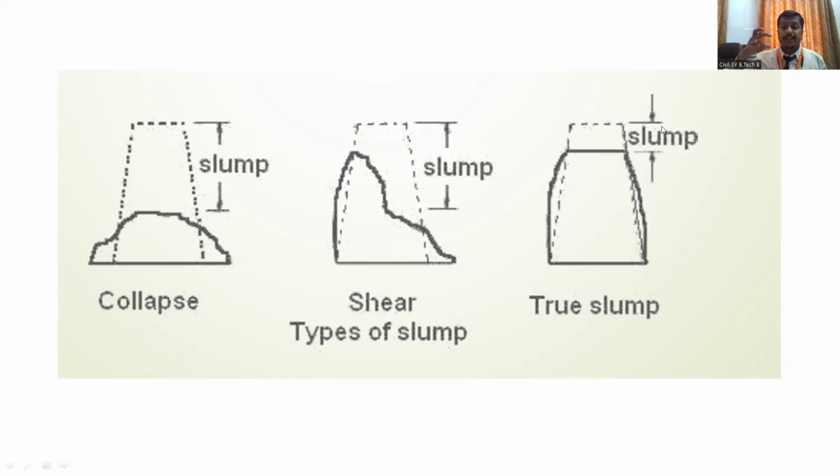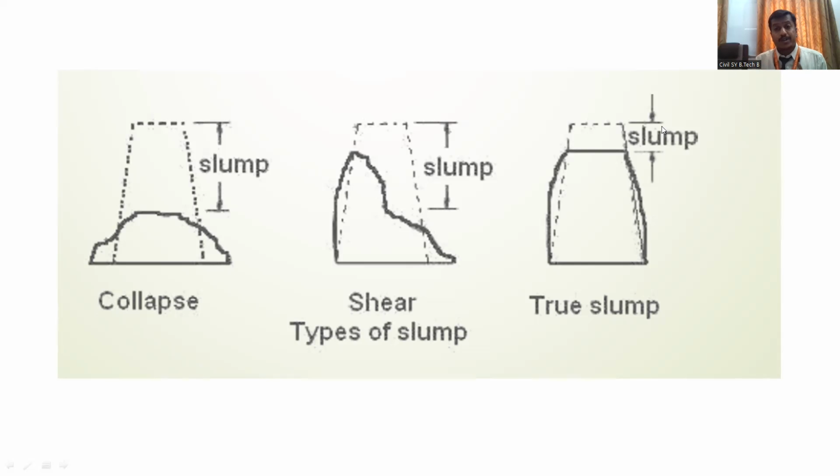So there are 3 different types of this slump. This question was asked many times in your competitive examinations, in your university examinations also, and at the time of interviews also. What type of slump are you going to observe? What are the different types of this slump? It may be the true slump, it may be the shear, or it may be the collapse.